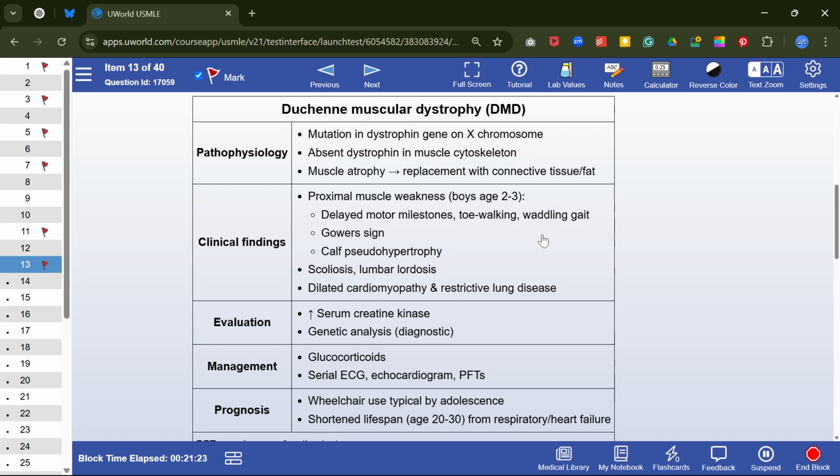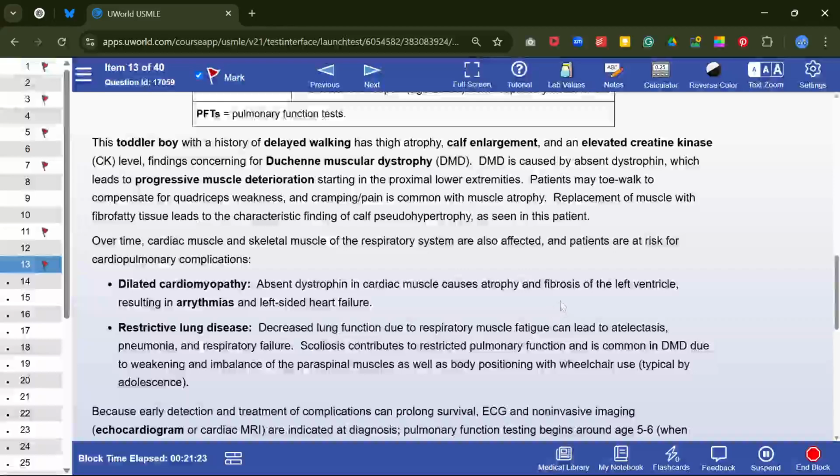Okay, now the explanation. The toddler boy with a history of delayed walking has thigh atrophy, calf enlargement, and an elevated CK level. These findings are concerning for Duchenne muscular dystrophy. DMD is caused by absent dystrophin, which leads to progressive muscle deterioration starting in the proximal lower extremity.